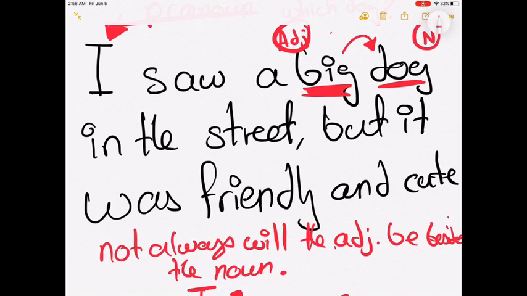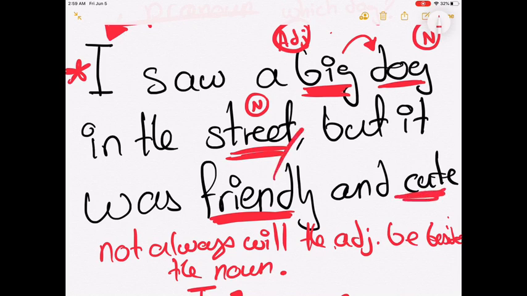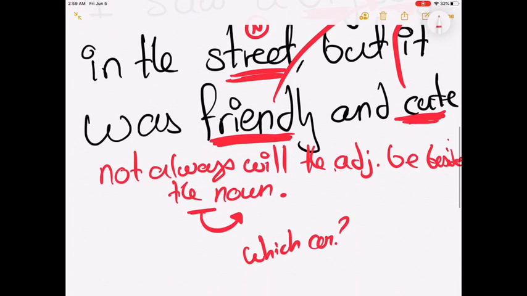So for example, let's continue reading this example we have here. I saw a big dog in the street. The street is a place, so it's a noun. But it was friendly and cute. The word friendly describes the dog. It helps me identify which dog I'm talking about. Which dog are you talking about? I'm talking about the friendly dog. And the word cute also does the same. The word cute also describes the dog. So this teaches us the first trick that I want you to know regarding adjectives in SAT, which is that not always will the adjective be beside the noun.